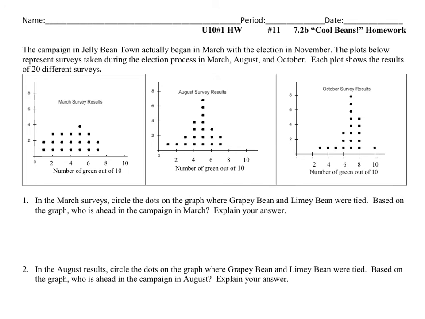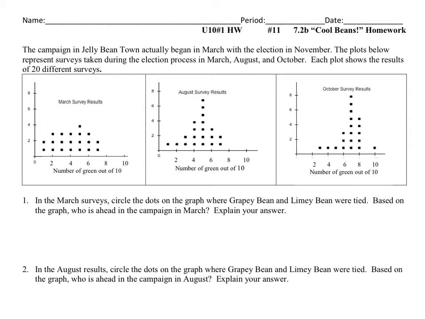The campaign in Jelly Bean Town actually began in March with the election in November. Oh, we did this one. The plots below represent surveys taken during the election process in March, August, and October. Each plot shows the results of 20 different surveys. So there we go. We got March right here, August, and then October.